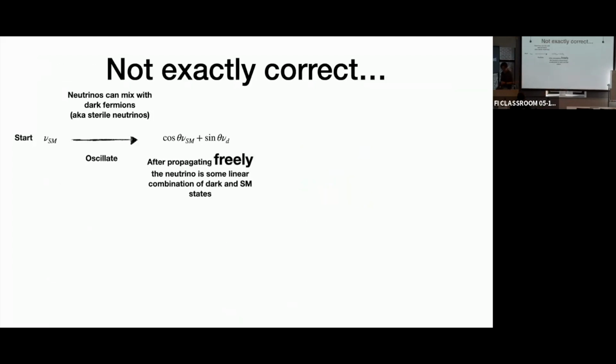Except I'm lying to you. I'm lying because I said that this neutrino is just freely propagating through space, and it's not freely propagating through space. This is the early universe we're talking about. The universe is full of stuff. It's not at all freely propagating. I have made a diagram here so you can see what it looks like.